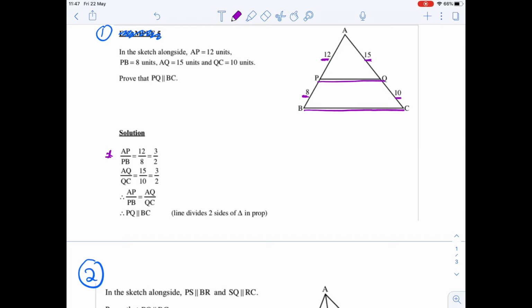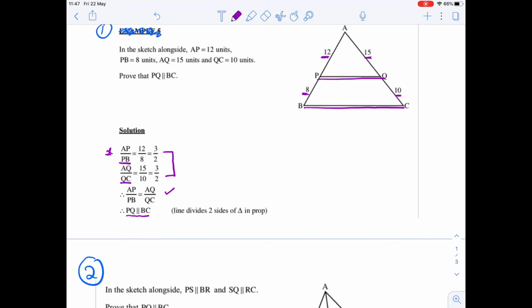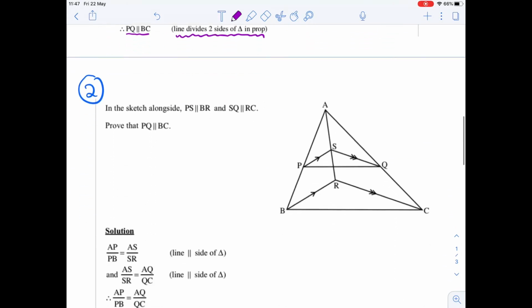So here, AP over PB is 12 over 8, which is 3 over 2. And AQ over QC is 15 over 10, which is 3 over 2. And these two, in fact, are equal to each other. Therefore, the sides are equal. Therefore, PQ is parallel to BC. Reason, line divides two sides of triangle in proportion. Okay, very long reason there, but yeah, we can get used to it.